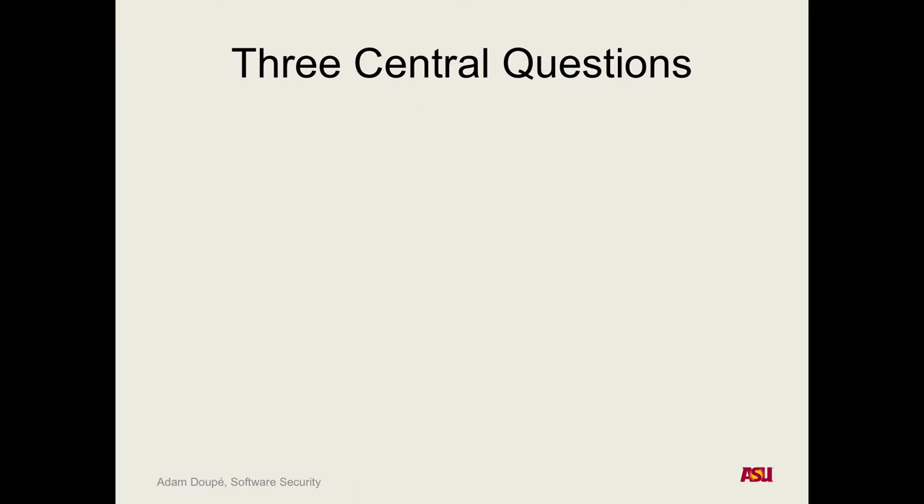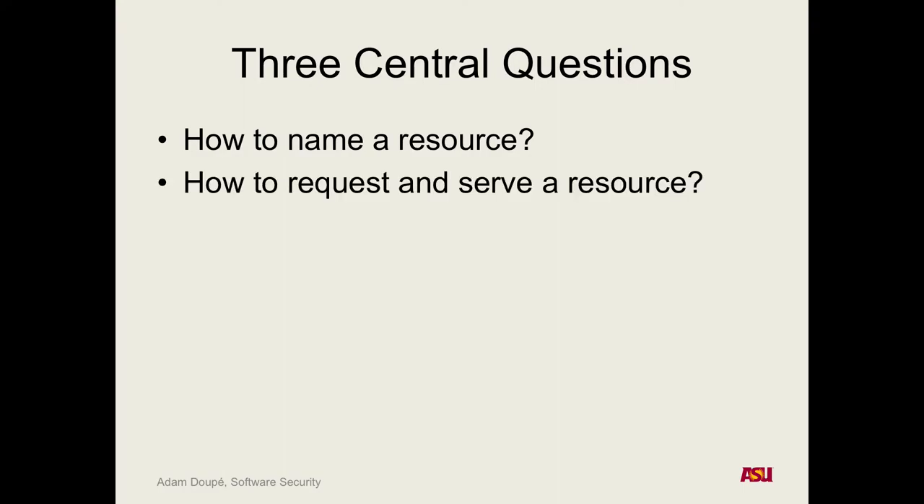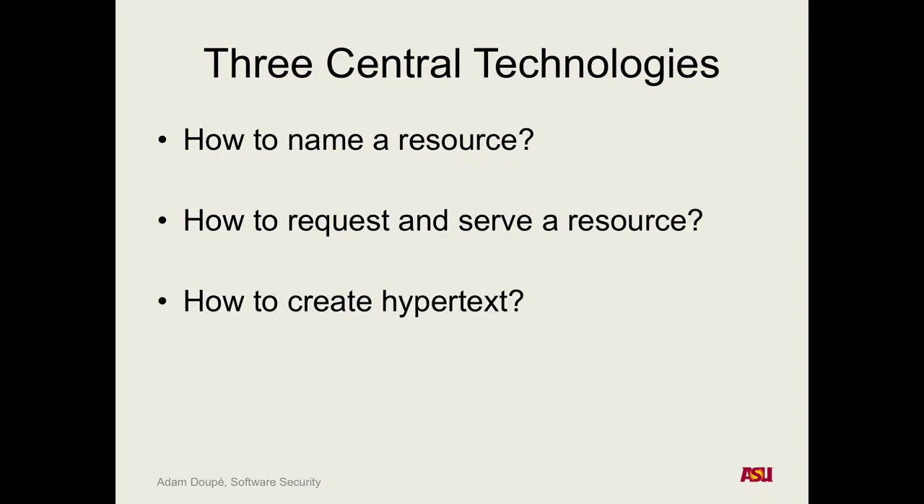Three central things if you're trying to design and imagine a universe of documents. How do you name things? How do I know what document to get? That's a central question, right? How do I request a document? And then how does that person, let's call it a server or whatever, respond to my request for a document? And the third one is how do we actually create hypertext? So how do you create a document that actually links to other documents?